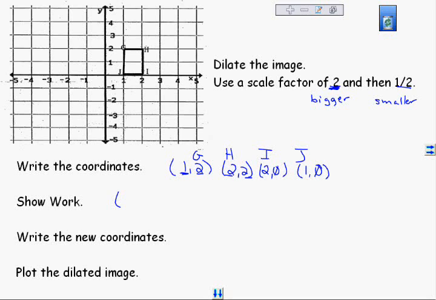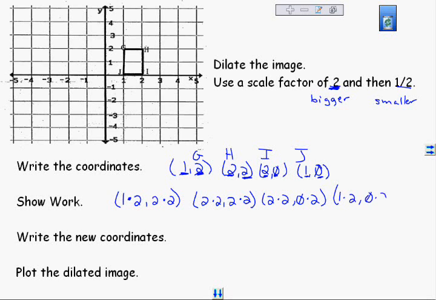So let's show our work. Start with 1. Our scale factor is 2, so multiply by 2. Do the y. Multiply that by 2. That's how you're going to get the new G. H, 2, multiply that by 2. Now do your y. Multiply that by 2. I, multiply your x by 2, and your y by 2. Now let's do J. Multiply your 1 by 2. Multiply your 0 by 2. This is how you're going to find your new coordinates. We show that it's a new image, similar but new, with the apostrophe.